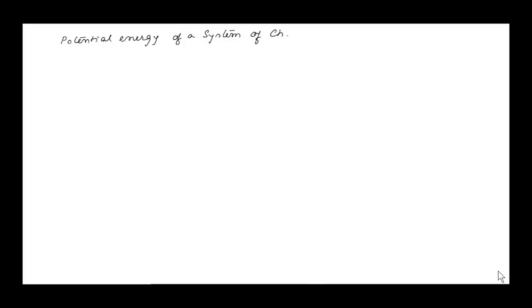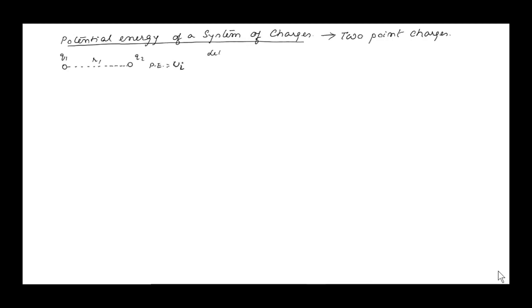Hello students, today we will be studying potential energy of a system of charges. Now there are two charges, we have taken two charges, one we have named Q1 and one we have named Q2, and they are separated by a distance R1. Now initial potential energy we have taken as UI and final potential energy we have taken as UF of the system.